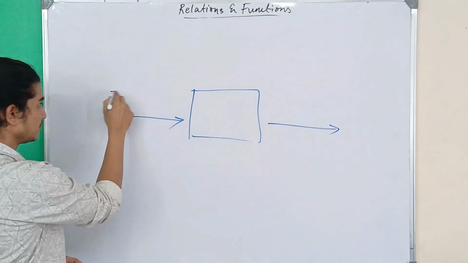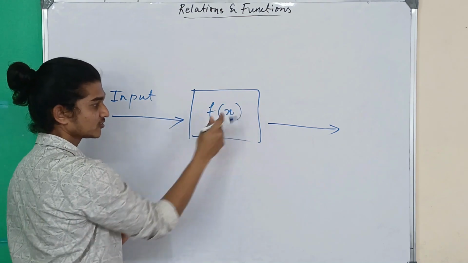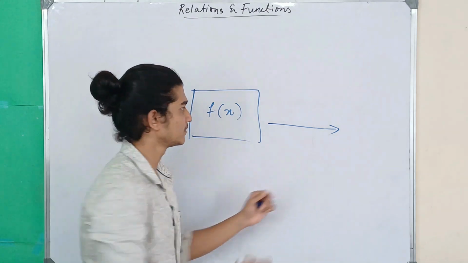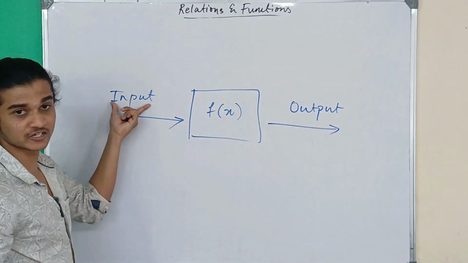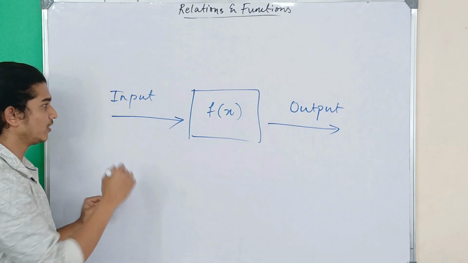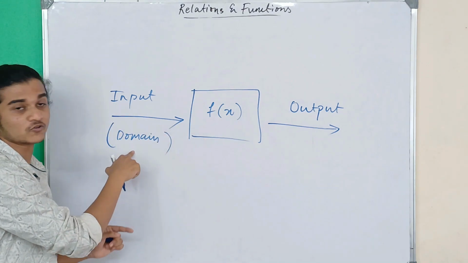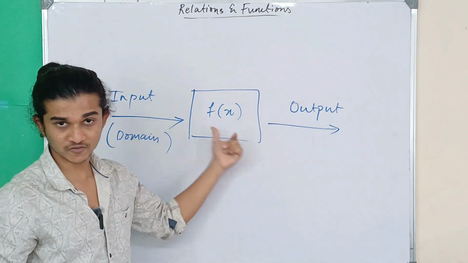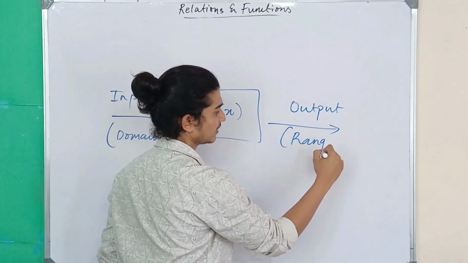We give a special input in the form of numbers. This function processes those inputs and produces a specific output. So what are all the possible inputs which you can give? Those inputs are called the domain. And what are all the possible outputs you can get from the function by processing it? We call it the range. So I hope you have an idea of this.